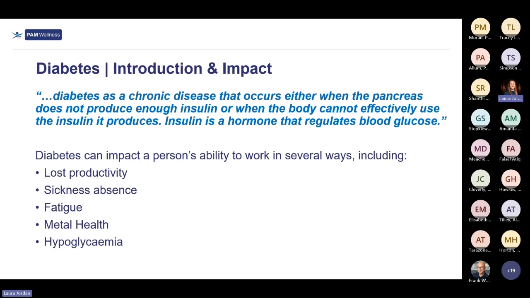So particularly when we explore the impact of diabetes on a person's ability to work, so when we're really looking at the impact that it has in the workplace, the first element to consider is that loss of productivity. So people with diabetes may experience a loss in productivity due to the demands of the condition. For example, people with type 1 diabetes reported a 23% loss in productivity, while people with type 2 who take insulin reported a 19% loss.